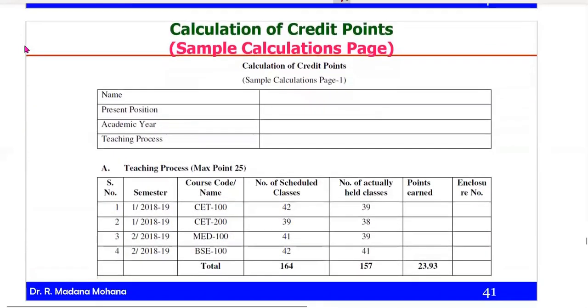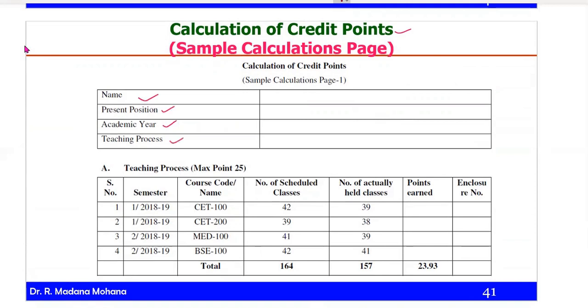Okay, now let us see one sample calculation page for calculation of credit points. So this is the form. First page, what it contains: name of the faculty, present position, academic process.